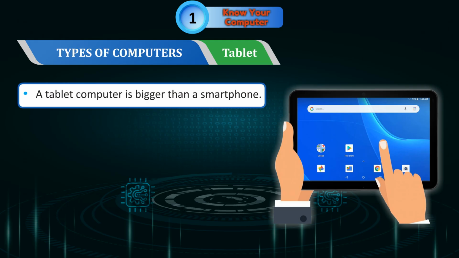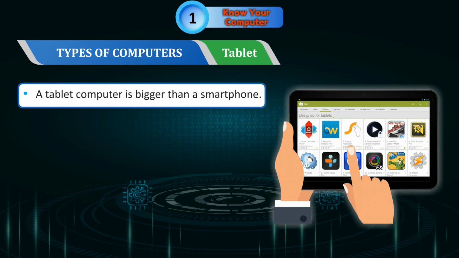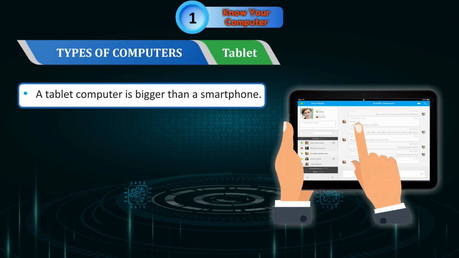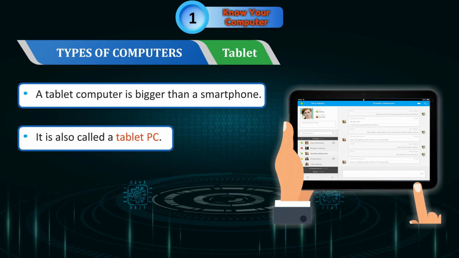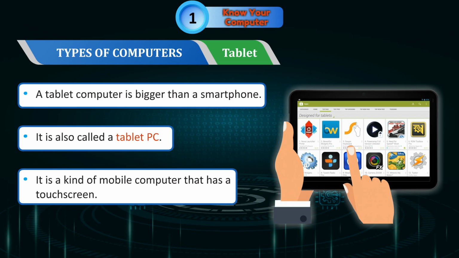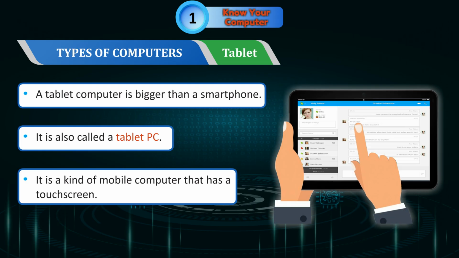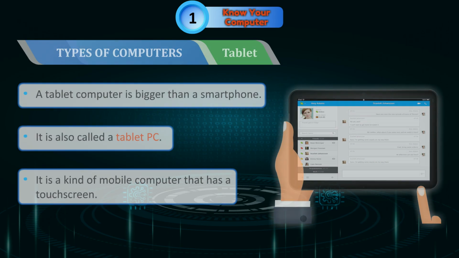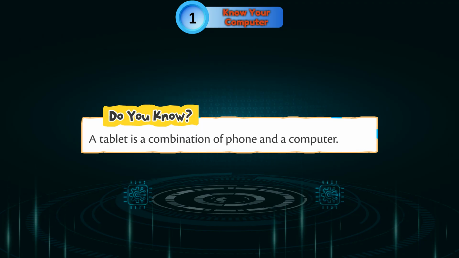Tablet. A tablet computer is bigger than a smartphone. It is also called a tablet PC. It is a kind of mobile computer that has a touch screen. Do you know? A tablet is a combination of a phone and a computer.